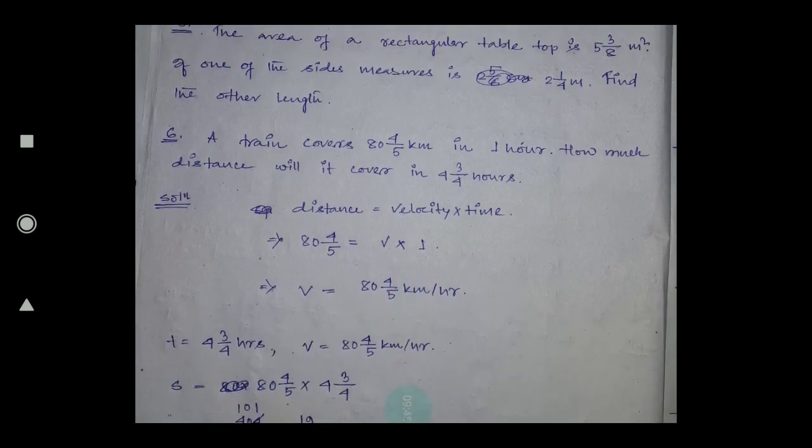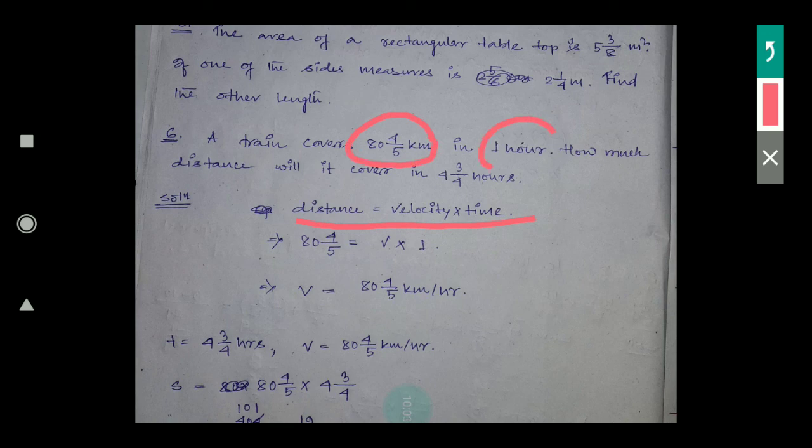A train covers 84/5 kilometers in 1 hour. How much distance will it cover in 4 3/4 hours? Distance is equal to velocity into time. First, the distance is given and the time is given. With this I can find the velocity. Now, how much distance will it cover in this much time? That we need to find.